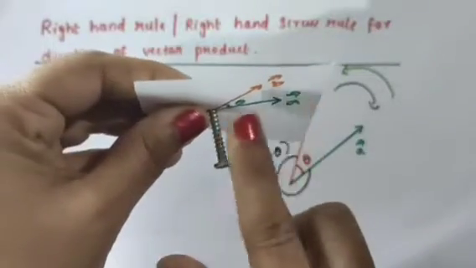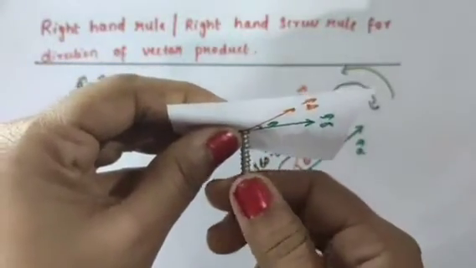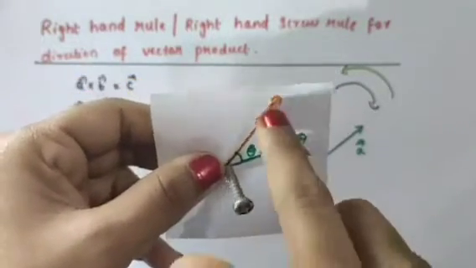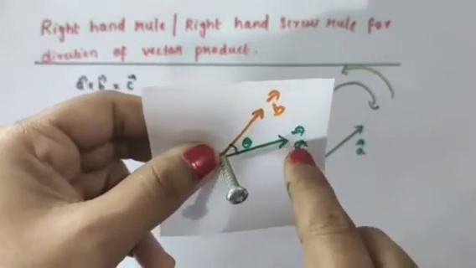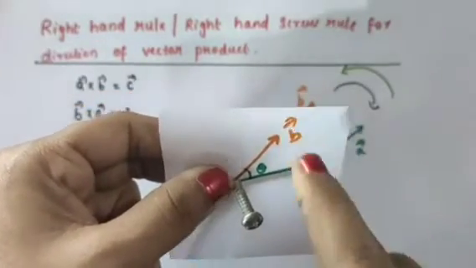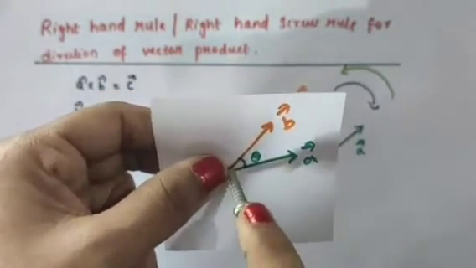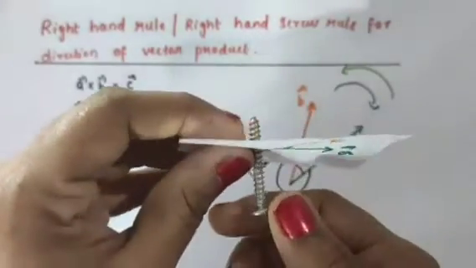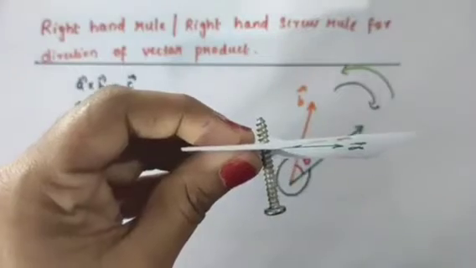See, this is the plane, you can observe. I hope you can see clearly. So this A and B you can observe. Then I will start moving this screw. Which direction do I want to move? I want to move anti-clockwise direction by the angle theta.